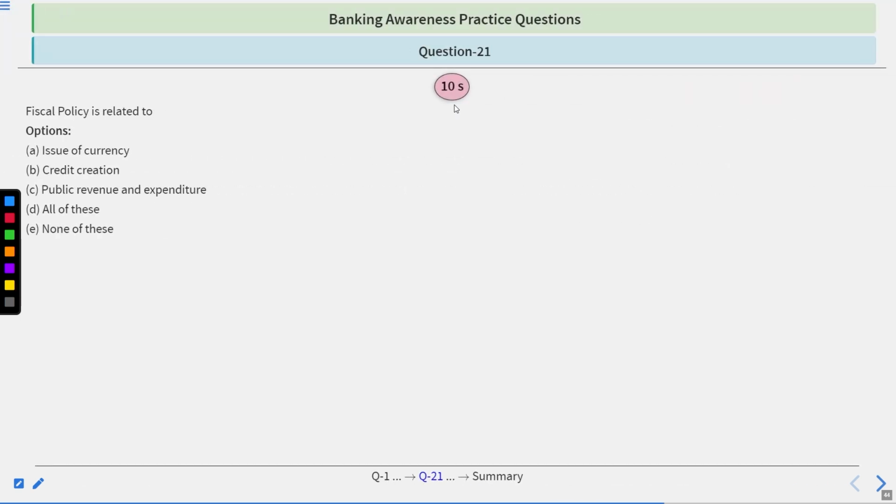Question number 21. Fiscal policy deals with issue of currency, credit creation, public revenue and expenditure, all of these, none of these. To answer this, you will have 10 seconds. Time starts now.